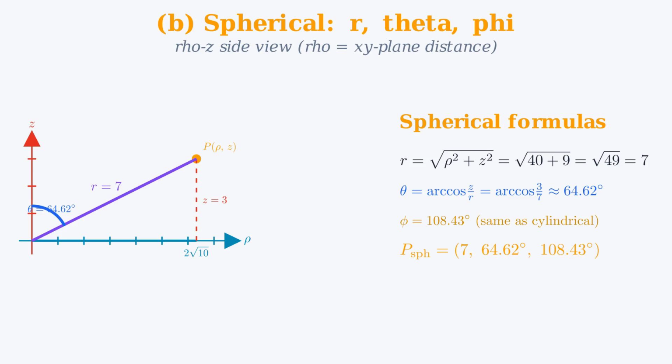Let's compute. r equals the square root of 40 plus 9, square root of 49, exactly 7. Theta equals arc cosine of 3 over 7, which is about 64.62 degrees. Phi we already know, 108.43 degrees. So in spherical, P is r equals 7, theta equals 64.62 degrees, phi equals 108.43 degrees. We have the numbers.